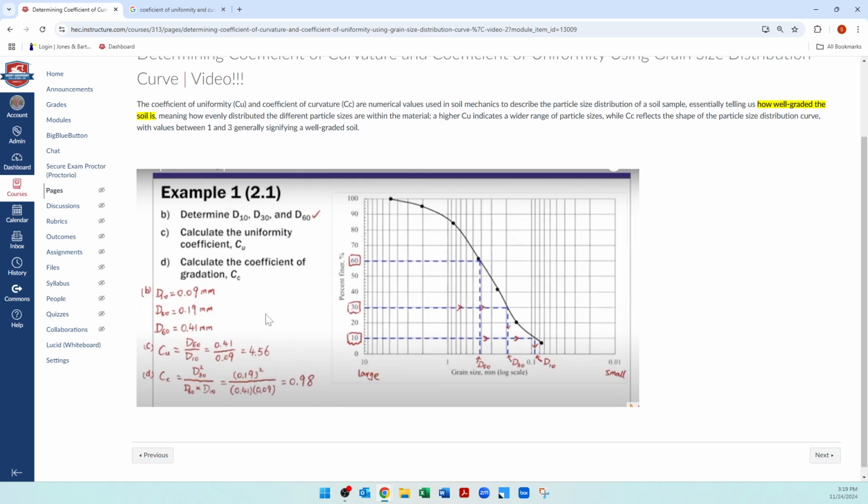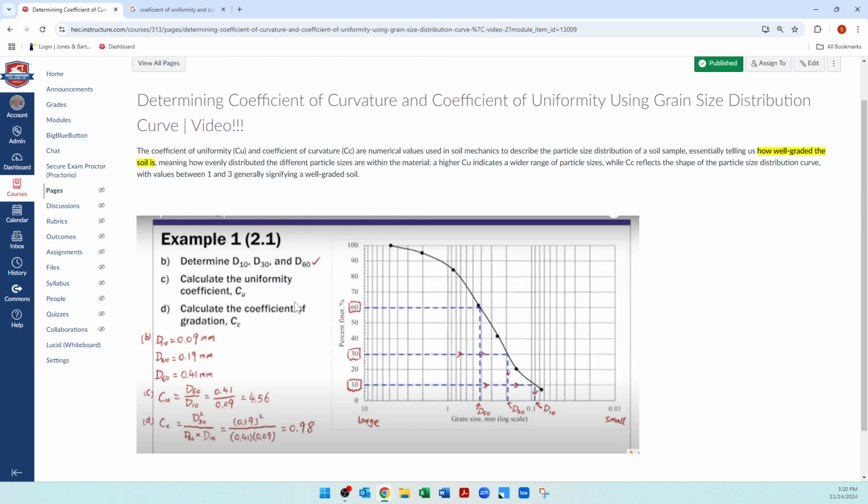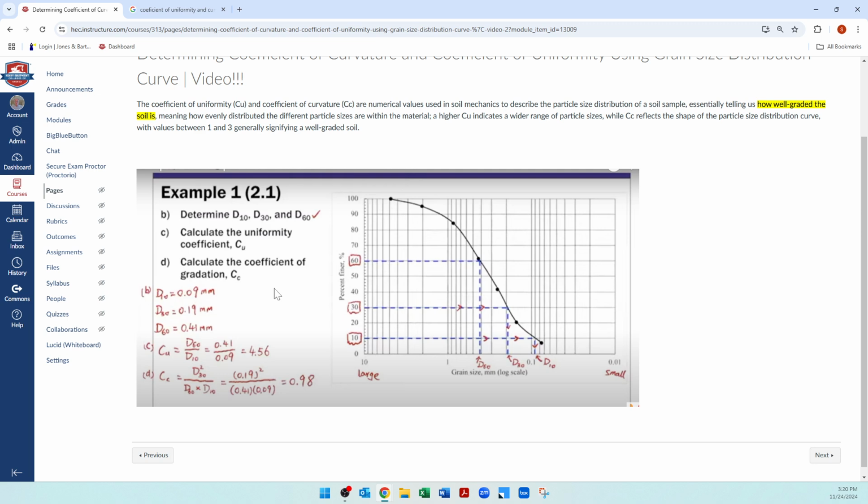Now, to calculate the coefficients, which will tell us, as we described up here, whether we have a well-graded or a poorly graded soil, or the size of the distribution. So the diameter, this is D10. What is D30? What is D60? Well, what is the diameter of the particles that are 10% passing? Well, 0.09 millimeter. If you go over here, you'll see 0.09 millimeter passing the number 10.